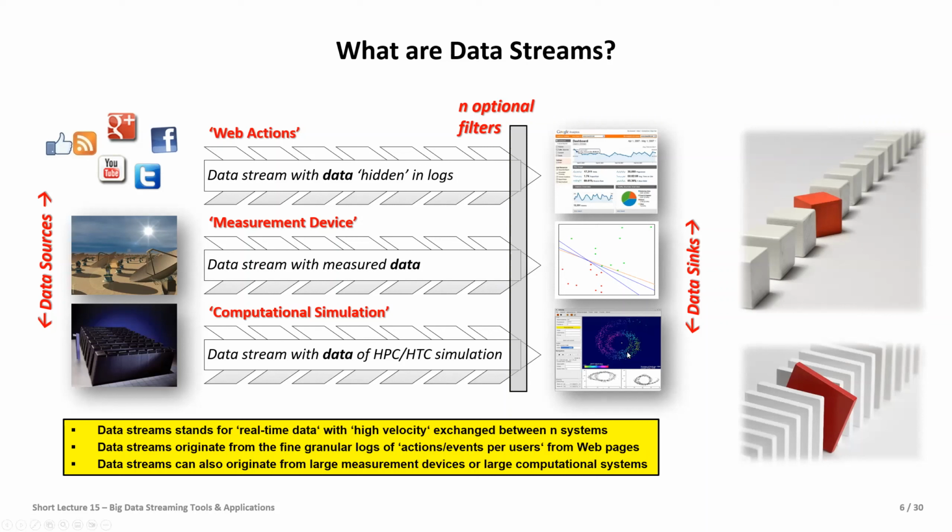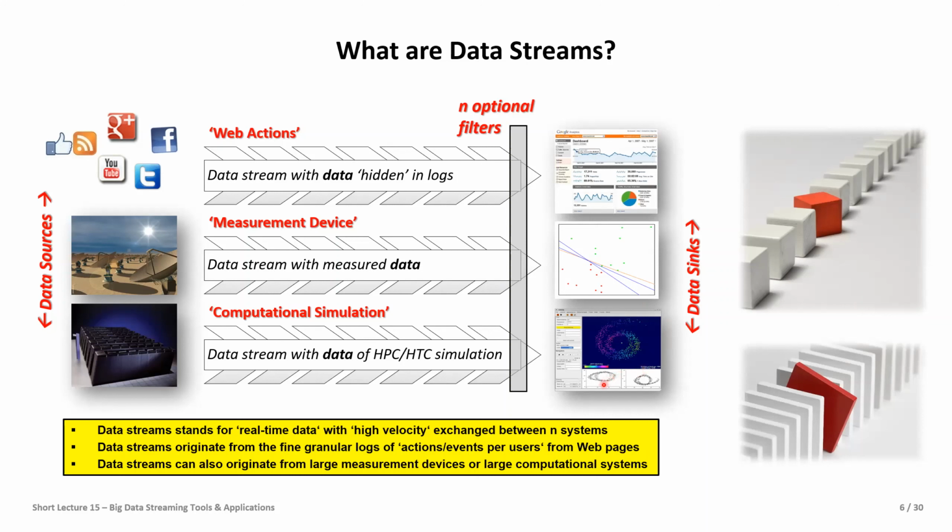All of these are different data streams and have a different source, but all of them have in common that the data is constantly created on the fly, so to speak, and leads to some sink, where you have some information you want to look at, perhaps some statistics on your website. For the measurement device, you maybe want to perform some machine learning, some prediction of measurement data. And from the computational simulation, you want to see some effects, like, for instance, a black hole in the galaxy moving here and there.